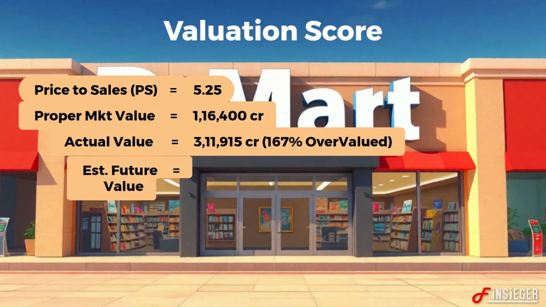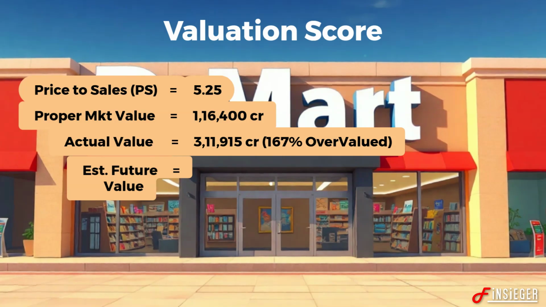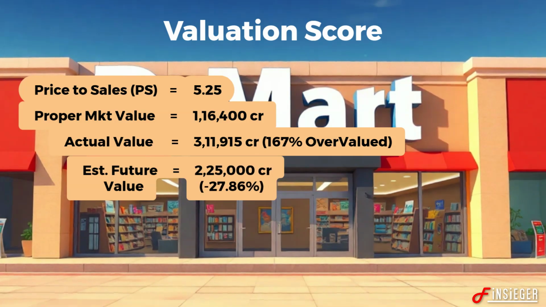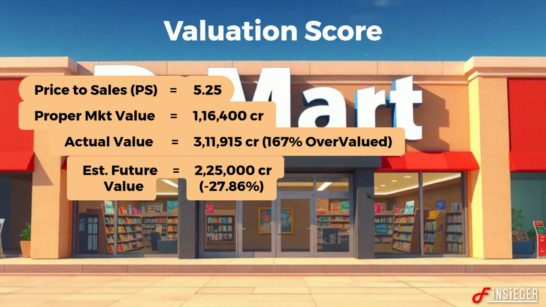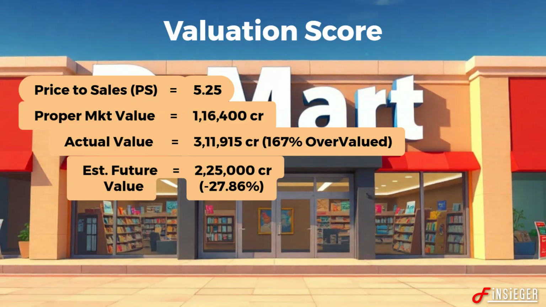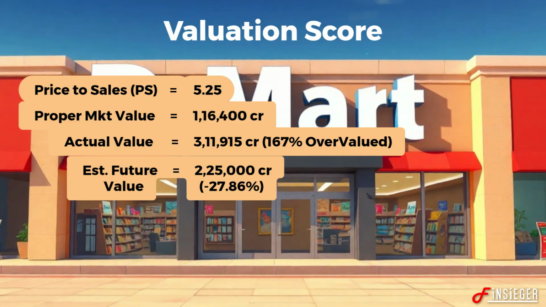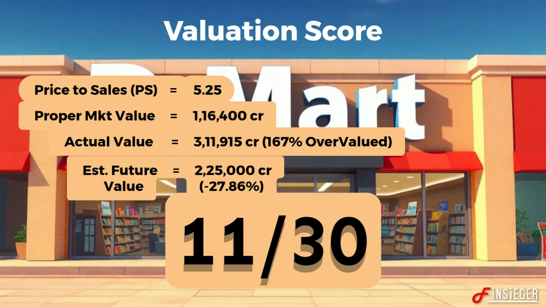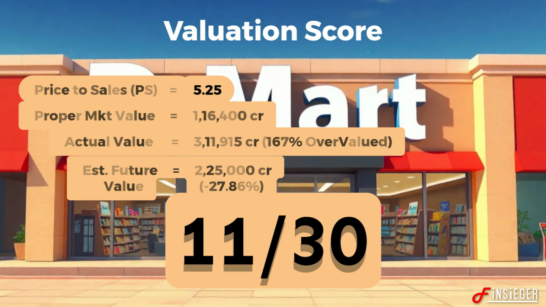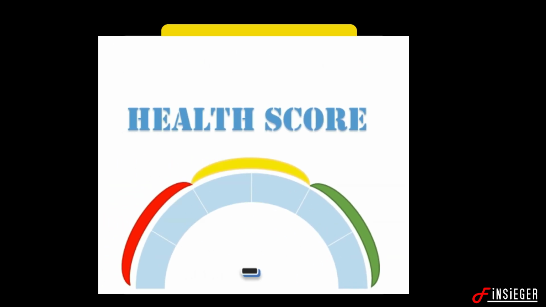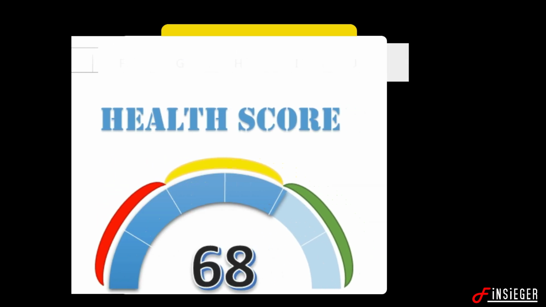By estimating future value using CAGR, NPM, and PE, we get a forecasted value of 2,25,000, which shows negative returns in the next 5 years. Hence we reach a score of only 11 out of a possible 30 in valuation. So after evaluating all the points, the final score for Dmart is 68 out of a possible 100.